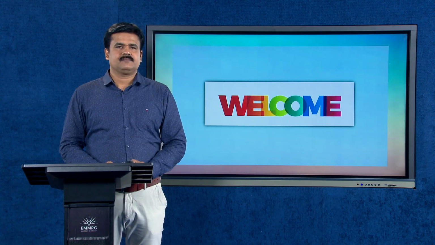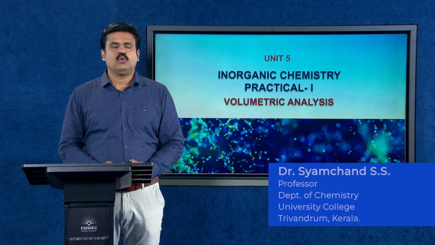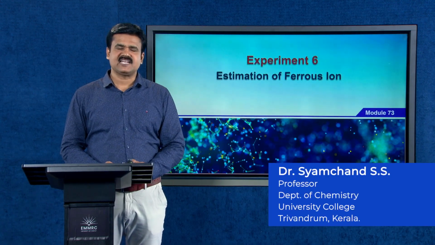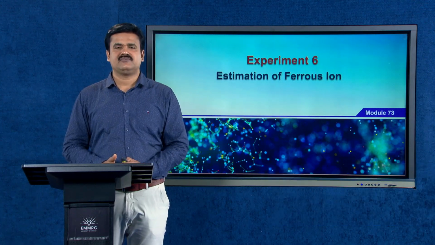Welcome dear learners. We are continuing Unit 5, Inorganic Chemistry Practical 1, Volumetric Analysis. In the present module we are discussing Experiment 6, that is estimation of ferrous ion.